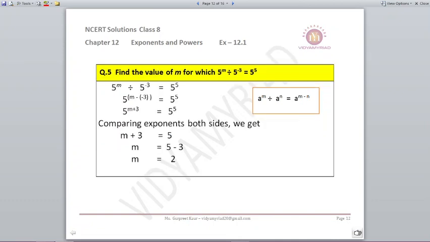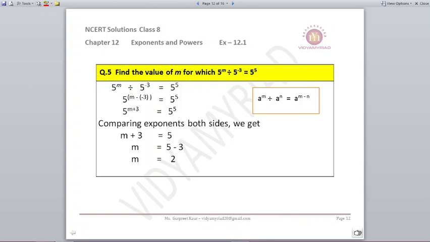Find the value of m for which 5 raised to power m divided by 5 raised to power minus 3 is equal to 5 raised to power 5. Now here you see all the base is same, it is 5 only. We will just apply the rule. In the case of division, we subtract the powers. So we will rewrite it.